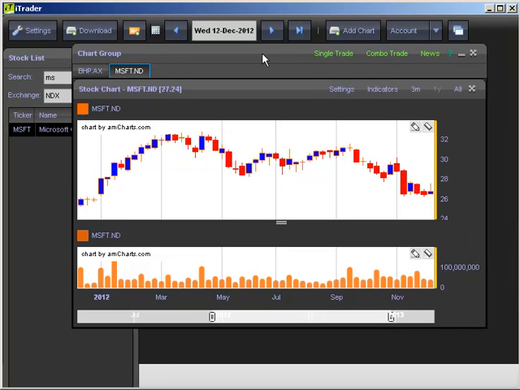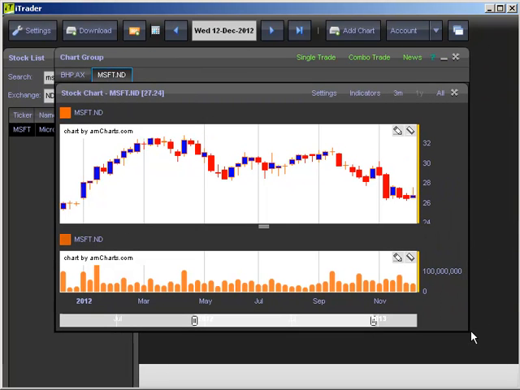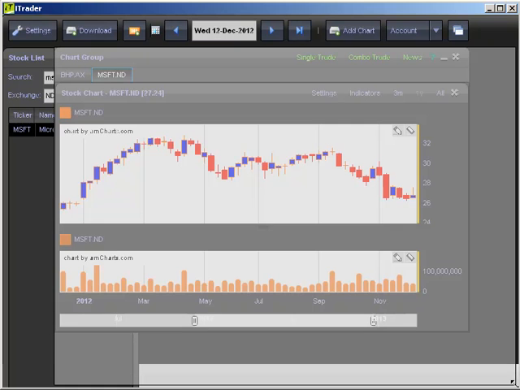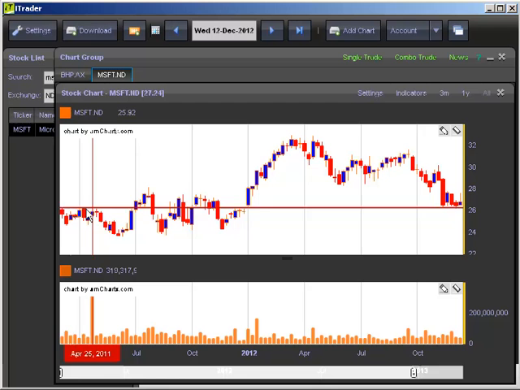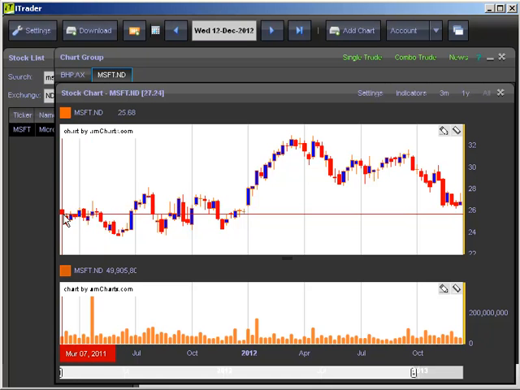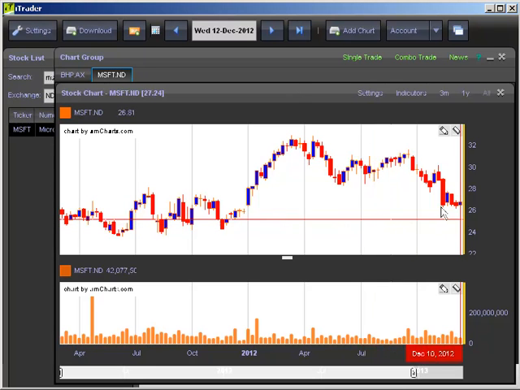Actually I might just make this a bit bigger, it's just a little bit small for us to see. I actually want to go and show all data. So now this shows us the data starting from March 7, 2011, and we're showing it right through now to December 12, 2012.